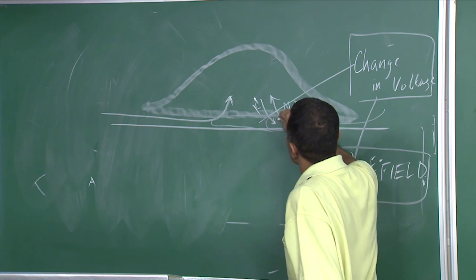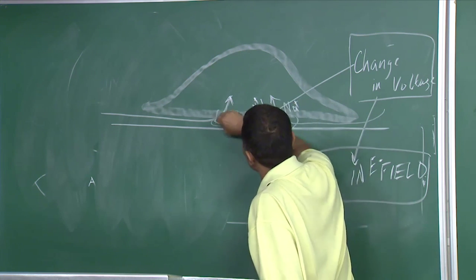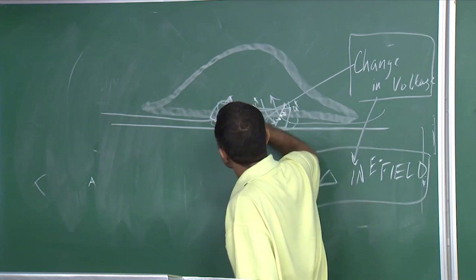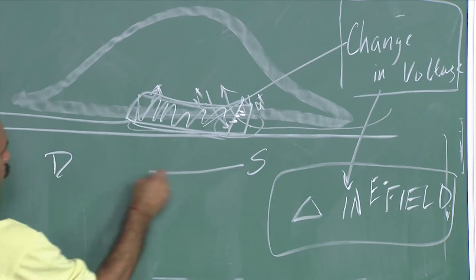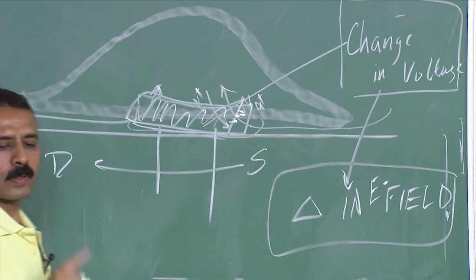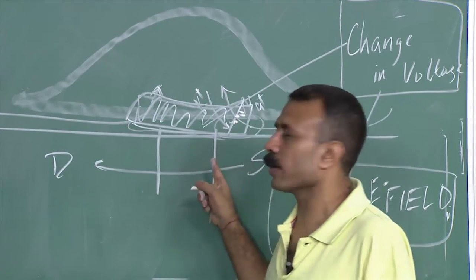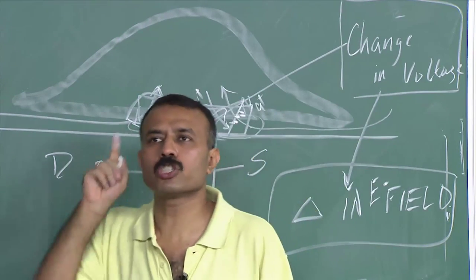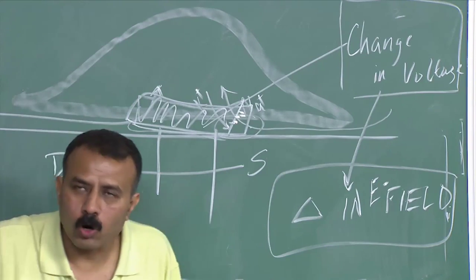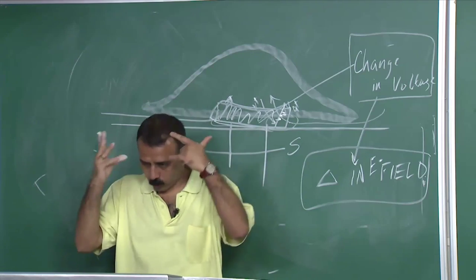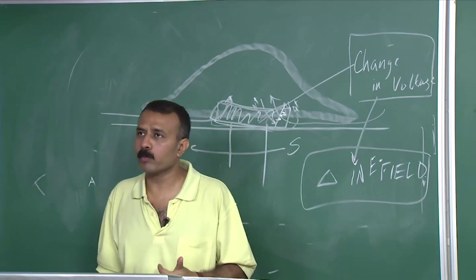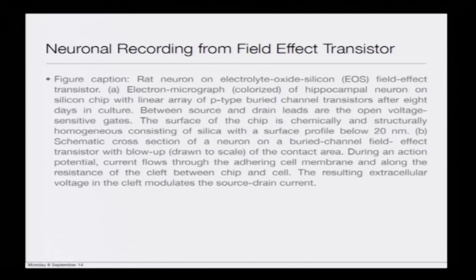So, this is exactly what I was trying to tell. This change here, this is what the source and the drain is sensing. There is a gate out here, that is it, and that is the most fundamental thing. That is why I am repeatedly telling you, try to visualize, take a sheet of paper, draw it and try to visualize. Once this is clear, then you can read all these papers and slowly develop the technical know how about it. So, this last line, the resulting extracellular voltage in the cleft modulates the source and drain current, and this is where lies the catch.